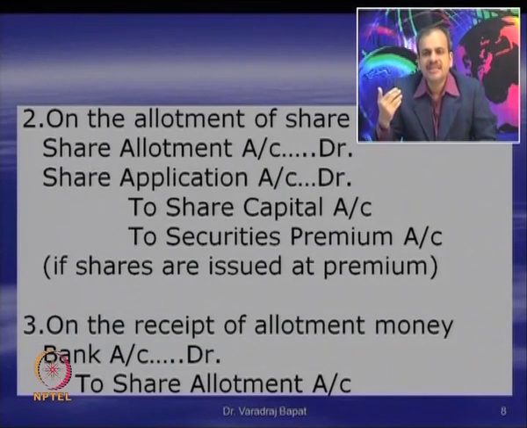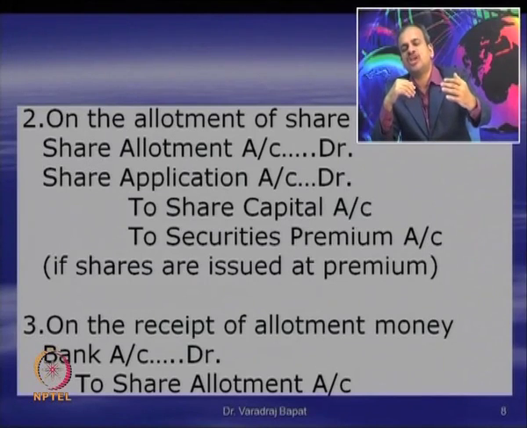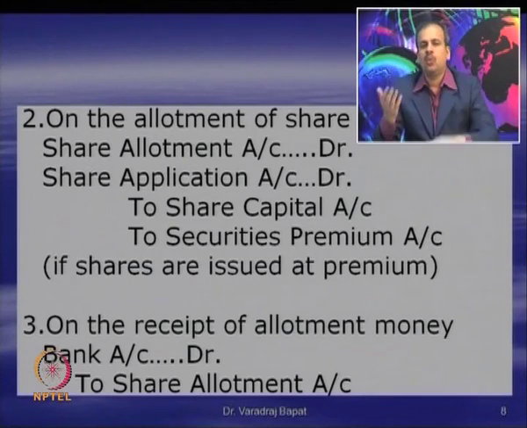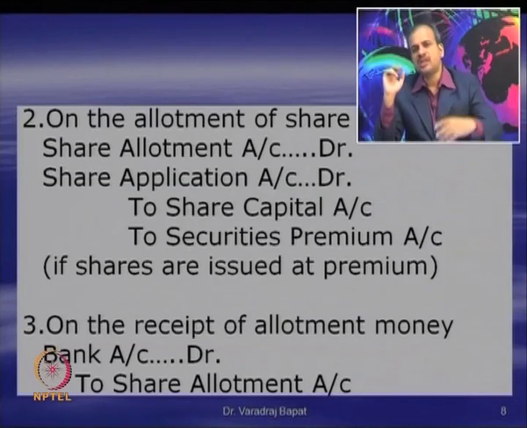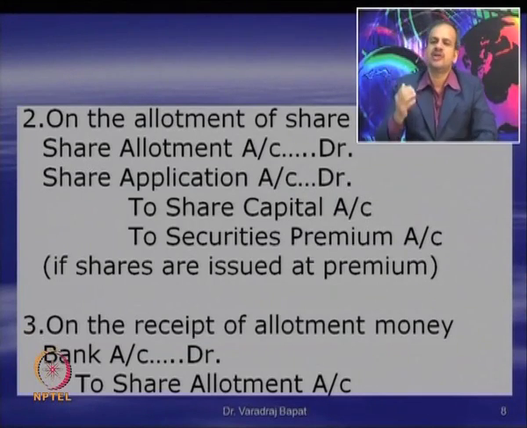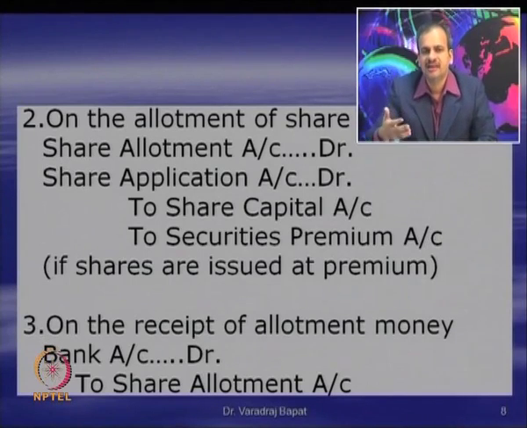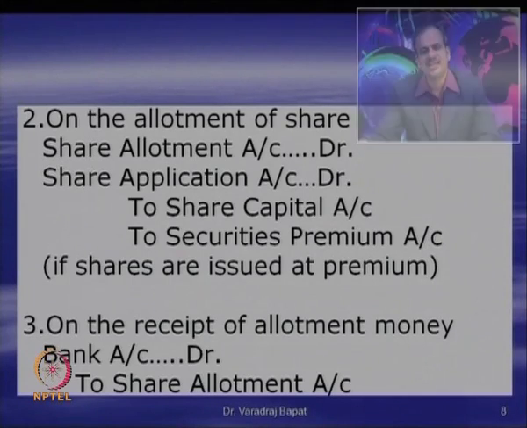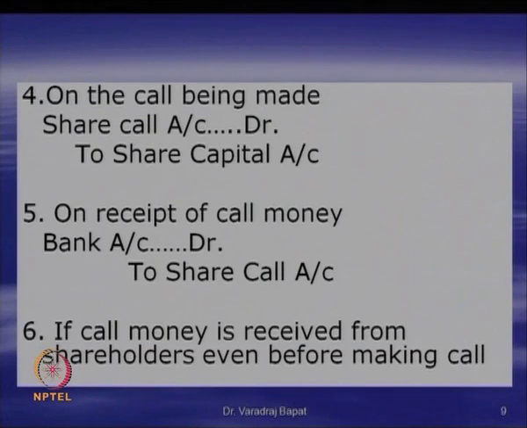Now, the next step is the company has requested the shareholders to pay the allotment money. Once they pay the allotment money, journal entry number 3, as you can see here, will be passed. So, here the company is receiving money, so bank account is debited and share allotment account is credited. Okay, let us go ahead now.